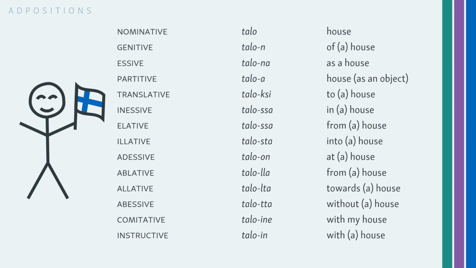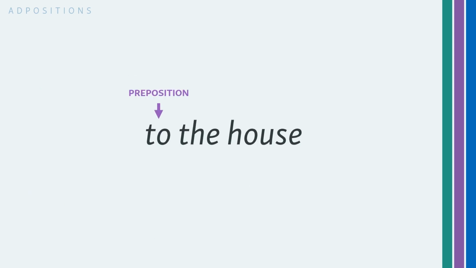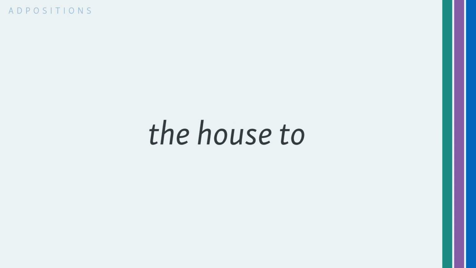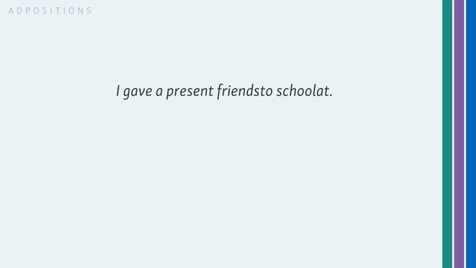Now, imagine if English happened to have its prepositions after the word, postpositions, you could say. So instead of "to the house," "the house to." Then imagine as people speak like this, they feel the postposition is really connected to the noun, and then even more connected, and even more connected, until the two eventually get reinterpreted as a single word. "I gave a present friends to school at."